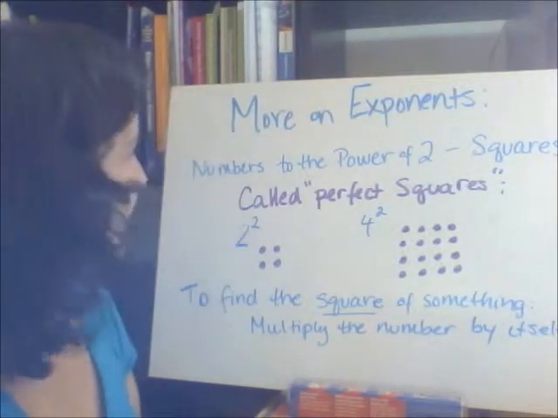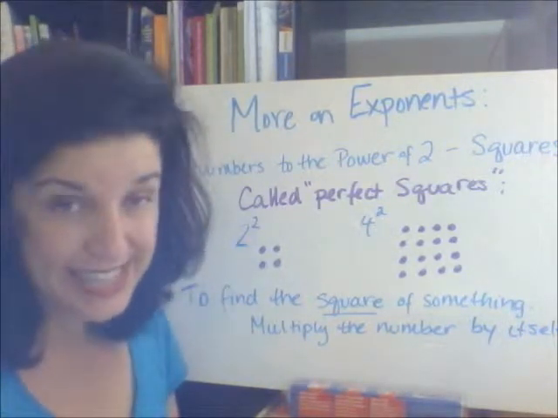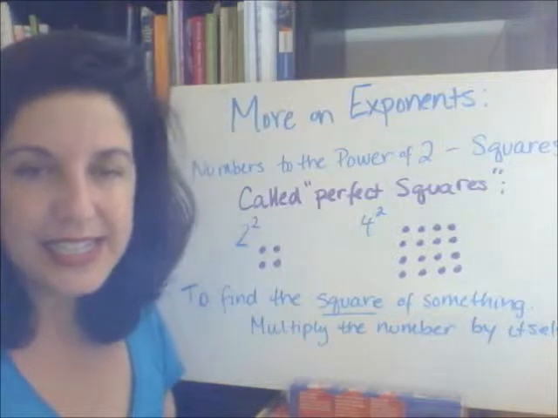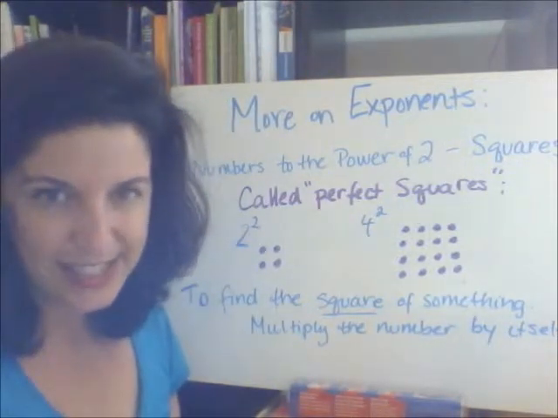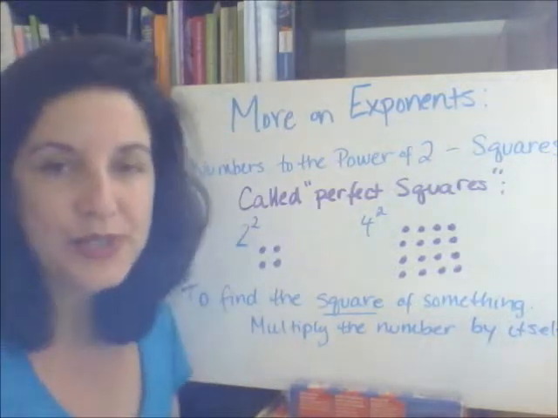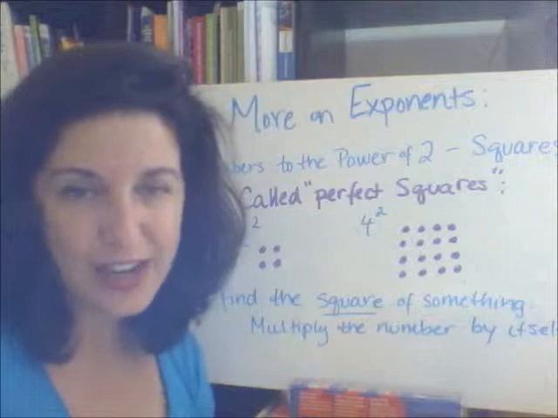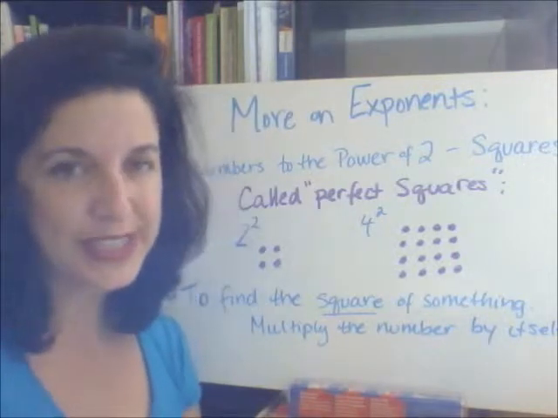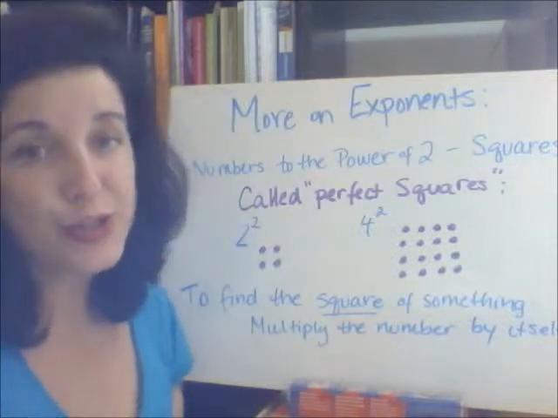So just a reminder, exponents are also called indexes or indices, and an exponent is just another operation that describes a number being multiplied by itself. So one thing to know is numbers that are to the power of 2 are often called squares. Or if you raise a number to the power of 2, you're squaring it.